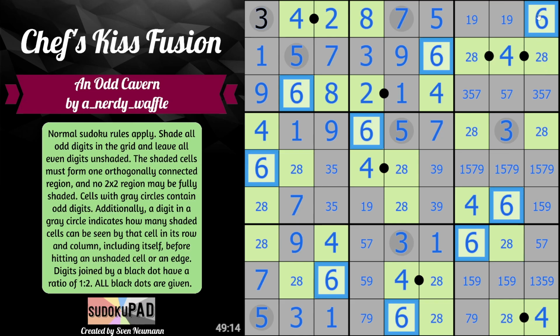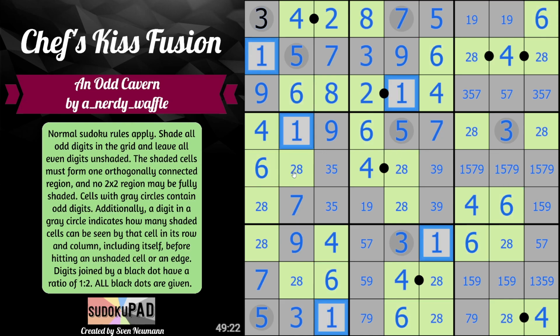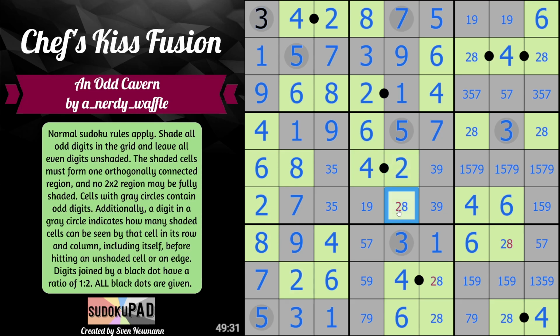Again, let's look at 6. Make sure 6 is fully protected from 3s. It looks like 6 is fully protected from 3s. 1 needs to be protected from 2, 8. This must be 8. This must be 2. This must be 8. This must be 2. This must be 2. This must be 8. This must be 8. This must be 2, 2, 8.